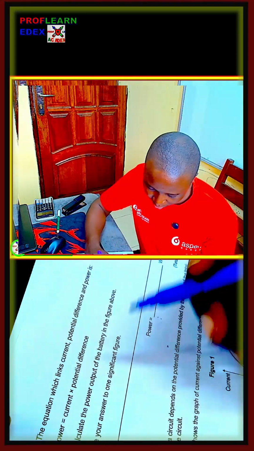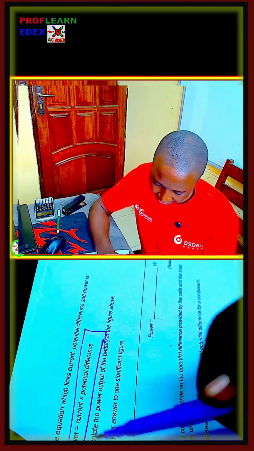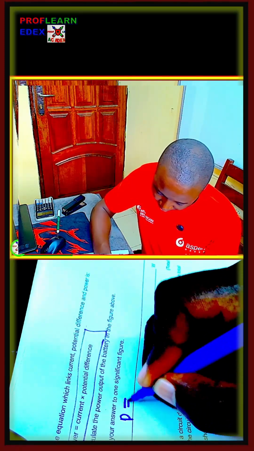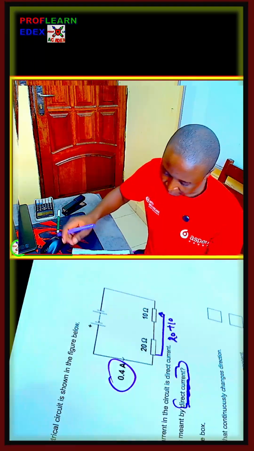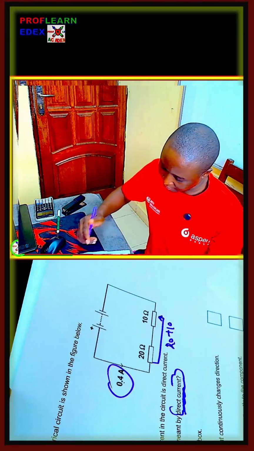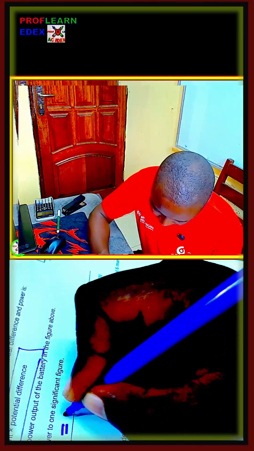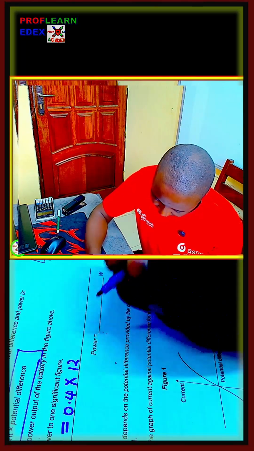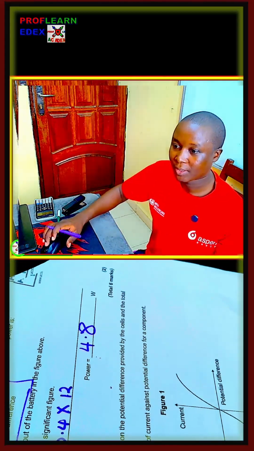Then looking at the next question, power is equal to current times potential difference. Calculate the power. If we are working out power, we take the current, which in this case is 0.4, and the total voltage is 12 volts. So 0.4 times 12 is going to be 4.8 watts.